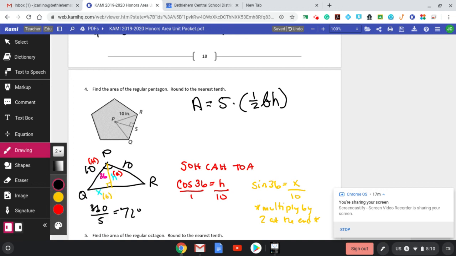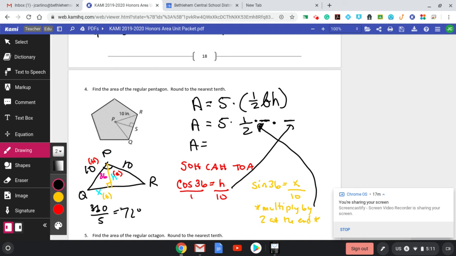And then we go back up here. We have the area is equal to 5 times 1/2 base, which we're going to plug in, times whatever we got here for the height. Okay, and then I'll just do the quick math here for you. There it is. 237.8 square inches.